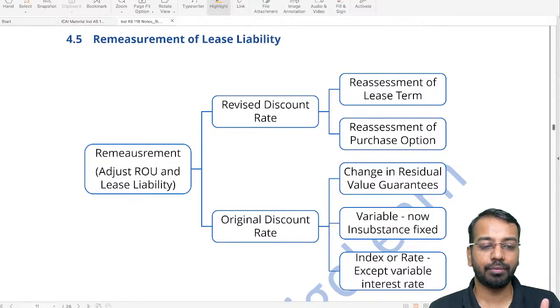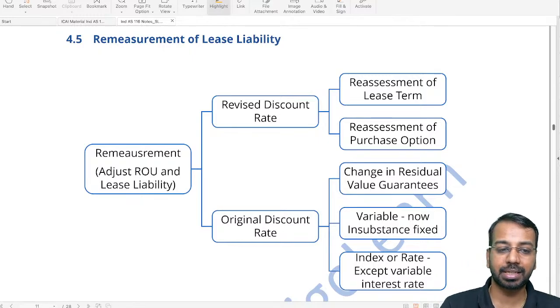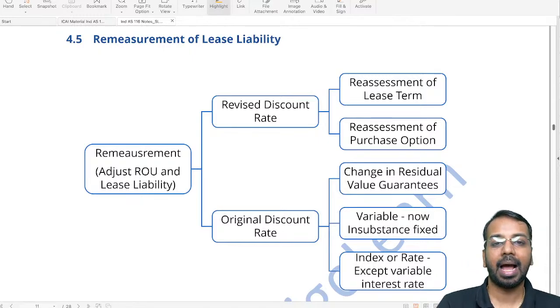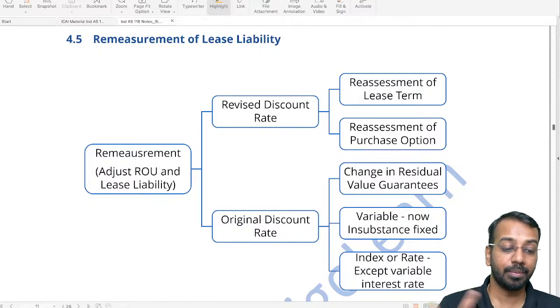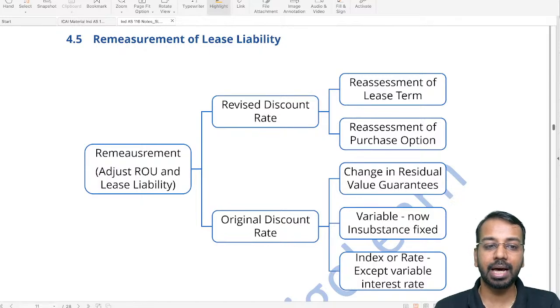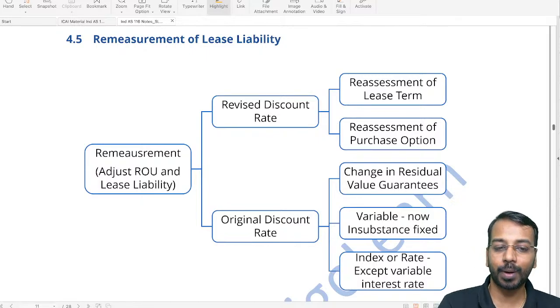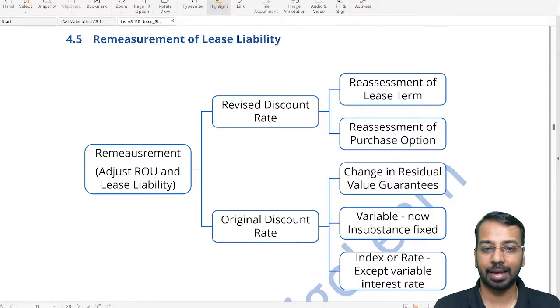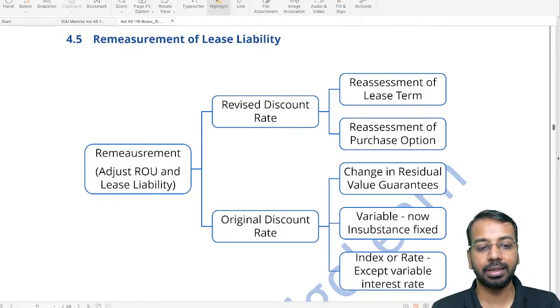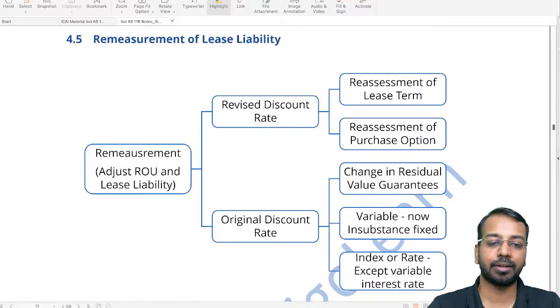Now when we say remeasurement, we are adjusting the right of use asset and the corresponding lease liability. Remeasure means subsequently we are remeasuring the ROU asset and the lease liability. Now what could happen, or when could we start remeasuring the ROU asset and lease liability? Let me give an example.